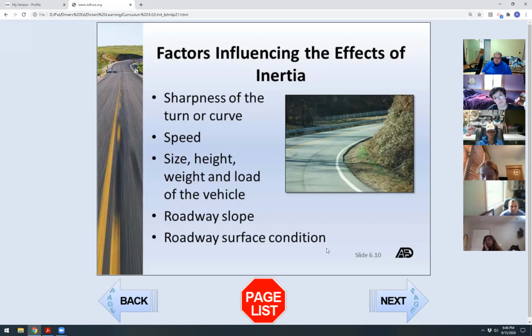And then obviously roadway and surface conditions. Has it been raining? Has it been snowing? Is this a gravel road? All of that stuff is going to affect how fast you can take a curve.